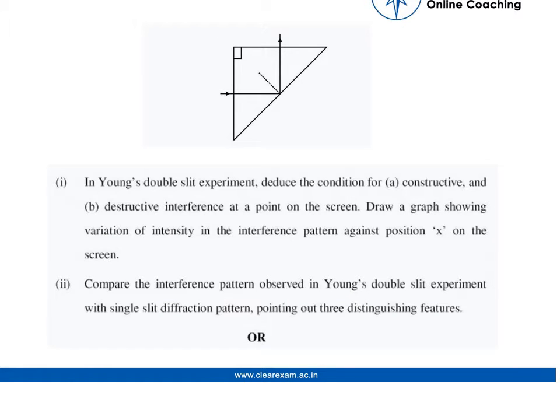In Young's double slit experiment, deduce the condition for constructive and destructive interference at a point on the screen. Draw a graph showing variation of intensity in the interference pattern against position X on the screen. Compare interference pattern observed in Young's double slit experiment with single slit diffraction pattern and tell about three distinguished features.